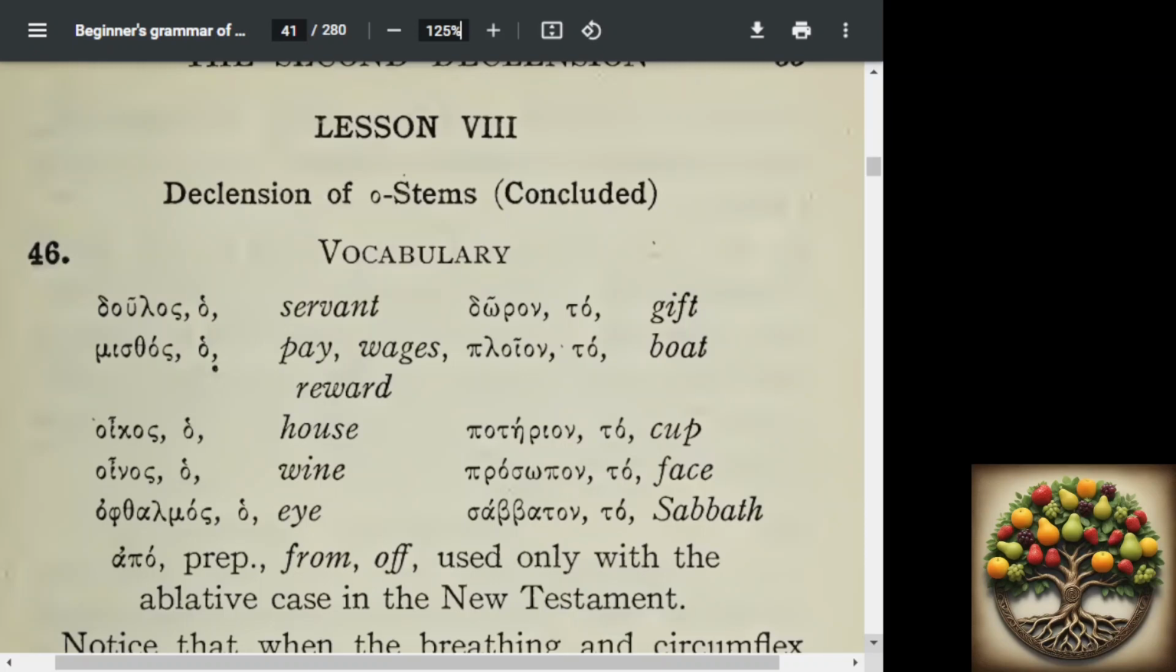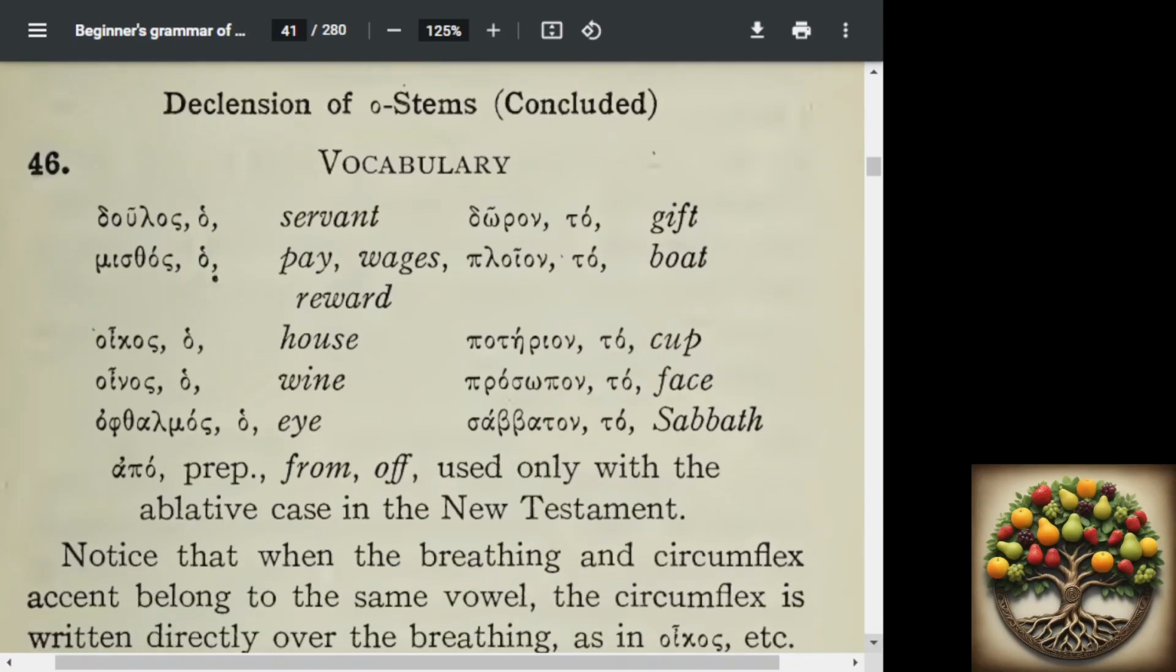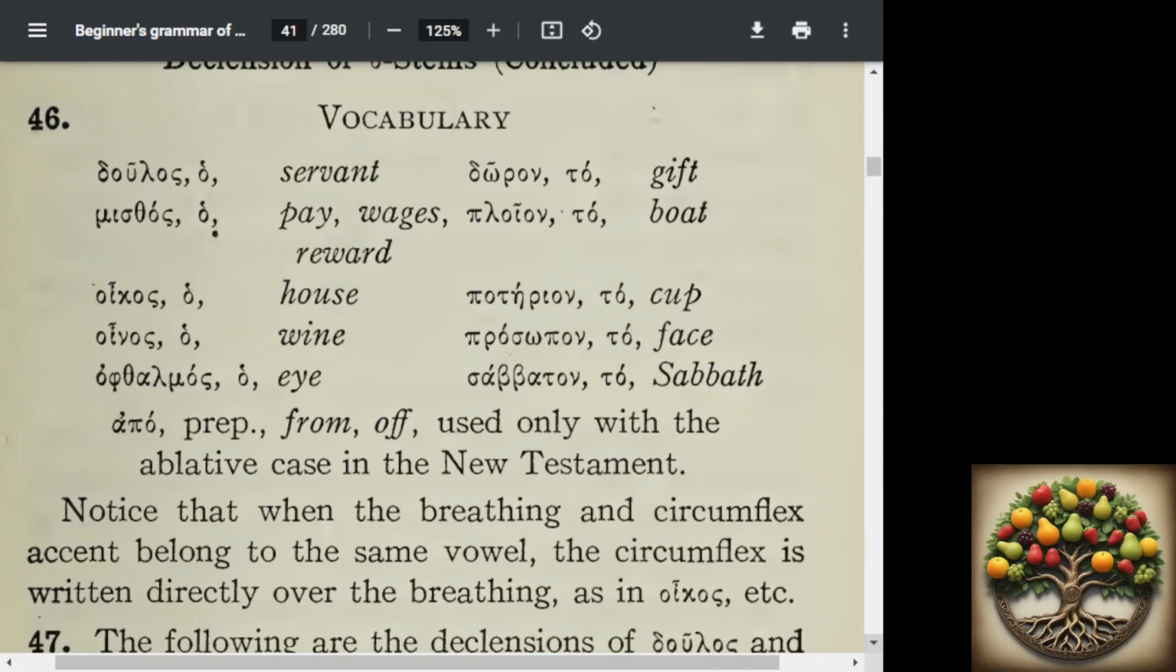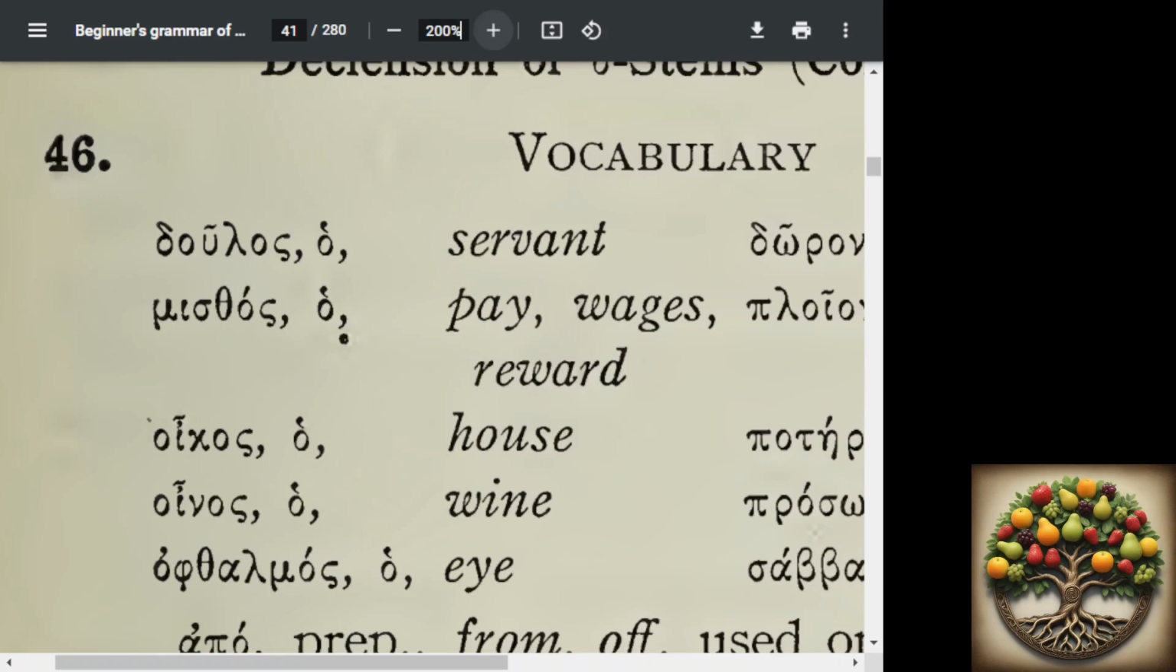the ablative case in the New Testament. We're going to be taking a closer look at the accents when we get to declining doulos, and I believe we also decline doron. And here we're to notice that when the breathing and the circumflex belong to the same vowel or diphthong, the circumflex is written over the breathing. Let's just zoom in on that. So you see that circumflex over the smooth breathing mark in oikos and oinos.